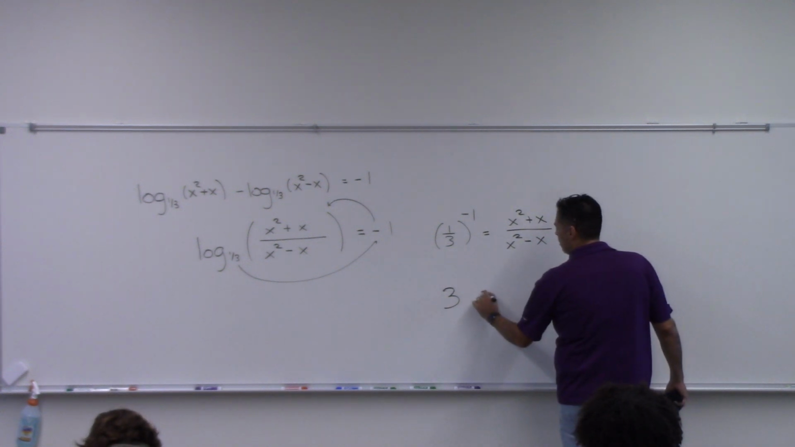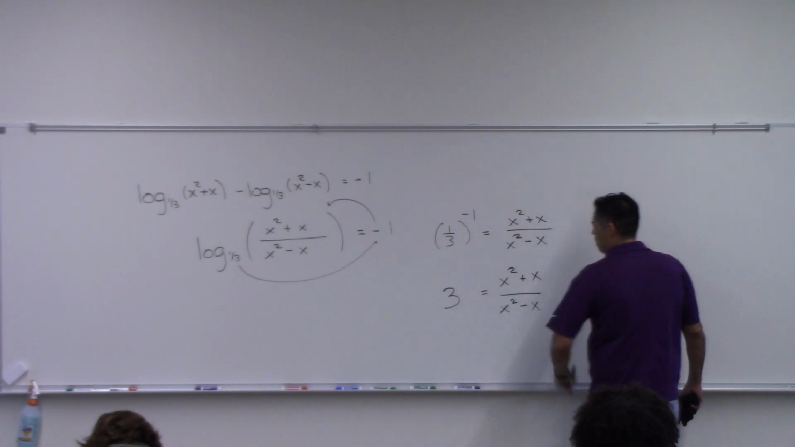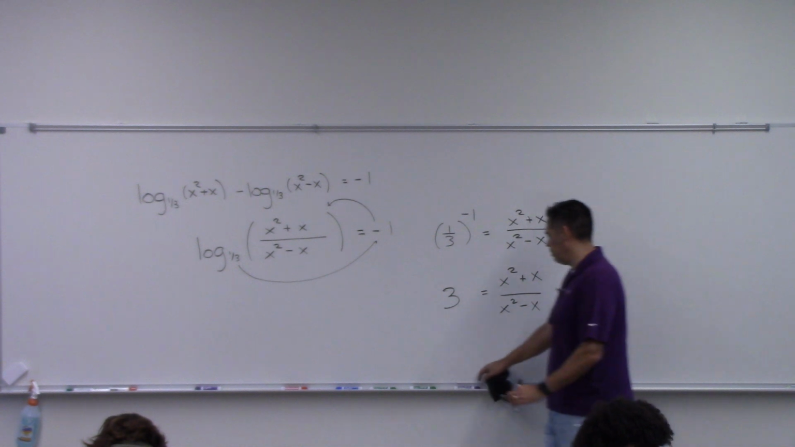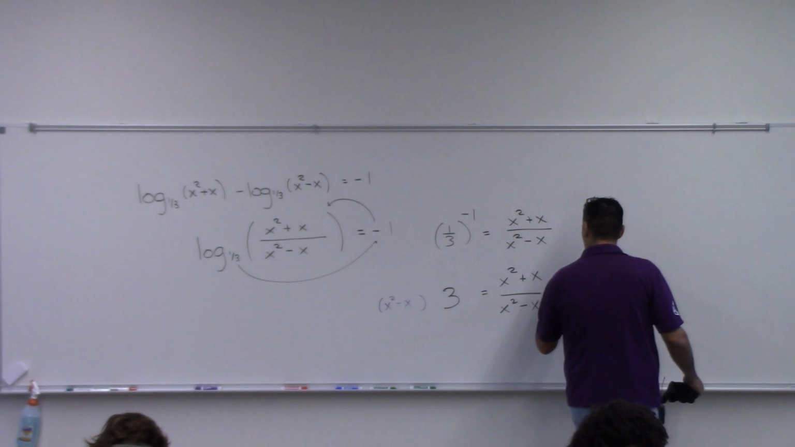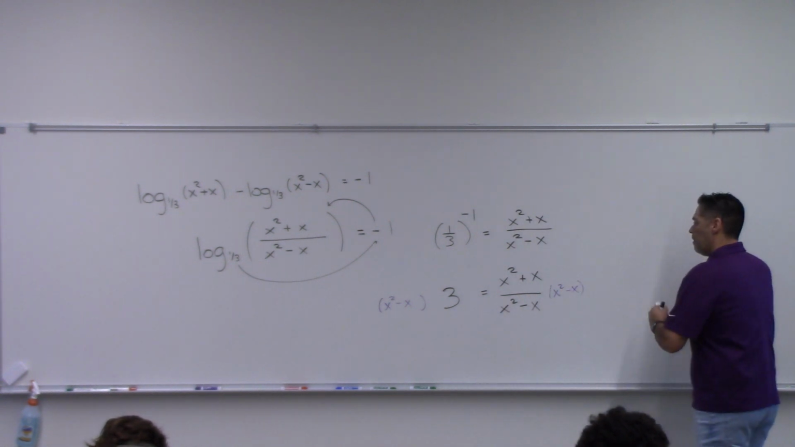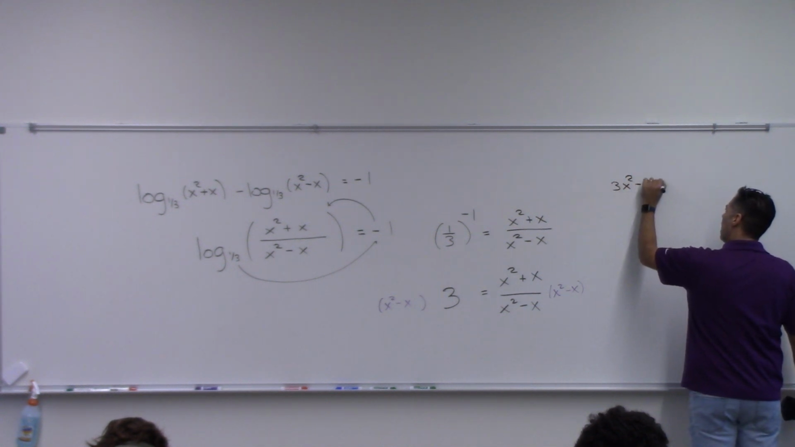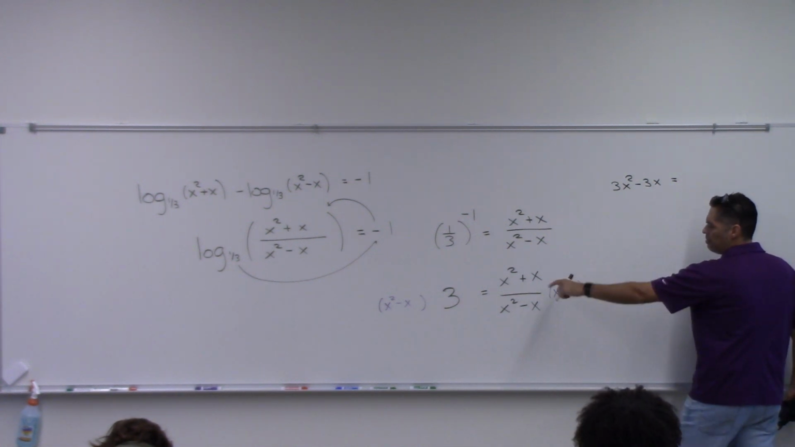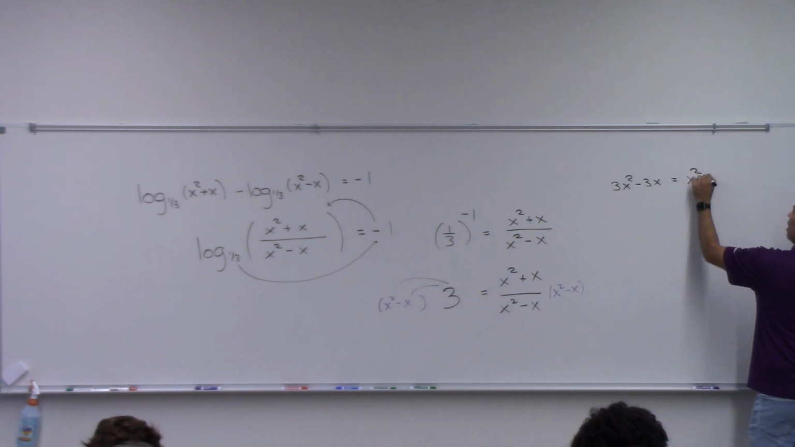Okay, now this side is this, and what type of equation is this? Rational. So how do you solve a rational equation? Multiply both sides by the denominator, right? Clear the fractions. So I'm going to multiply the left side by x squared minus x. Multiply the right side by x squared minus x. And we get 3x squared minus 3x equals, what happens on the right? Y'all know what I did? Distributed 3 through, right? Okay. And they cancel, and I just get equals x squared plus x.